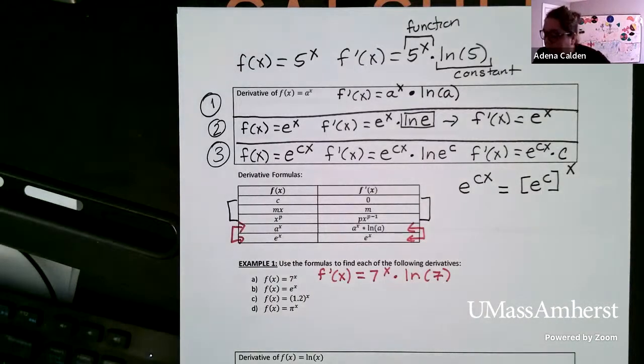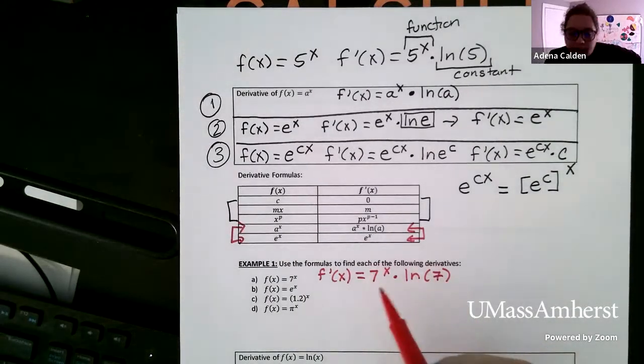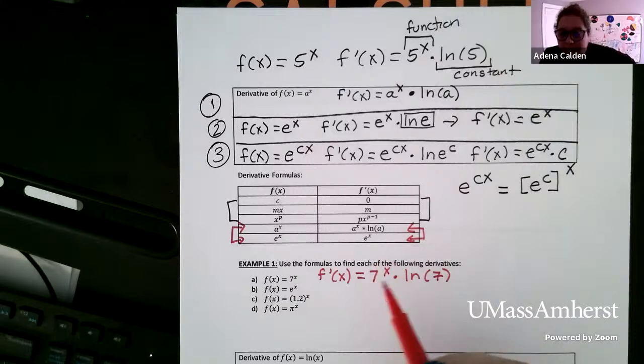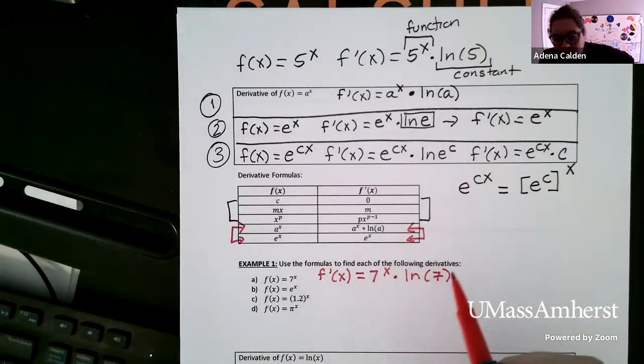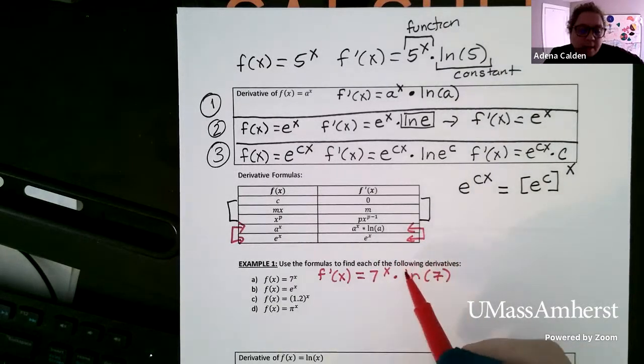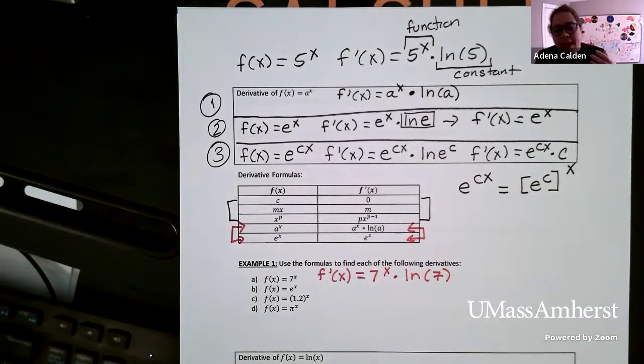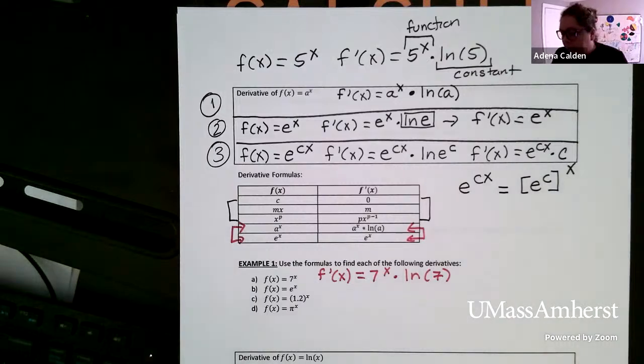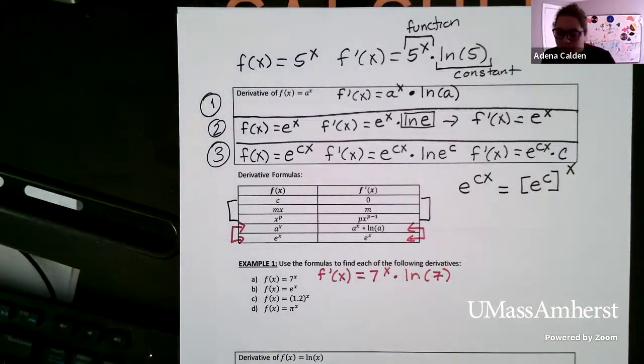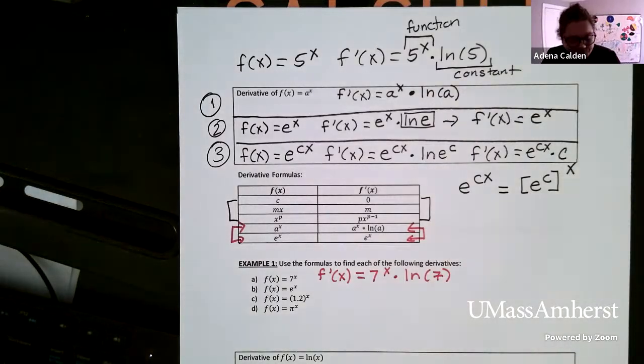And so again, I really want to emphasize that in the derivative function, 7 to the x is the function part, and natural log of 7 is a constant. It's going to be really important for us to remember what is a function and what is a constant as things start to get more complicated. And I will highlight why that's going to be important in a few minutes. You'll sort of see where this might cause some confusion.